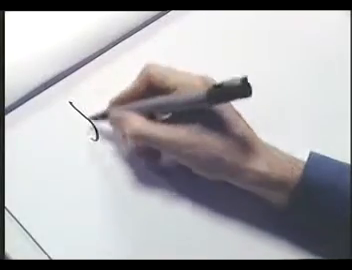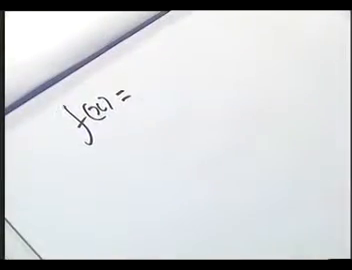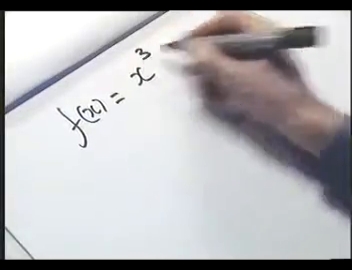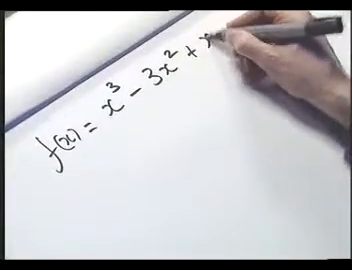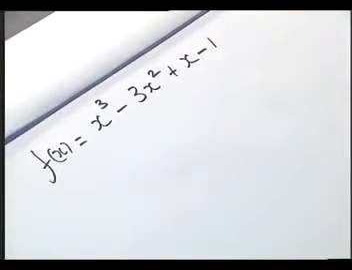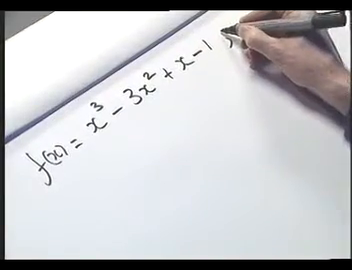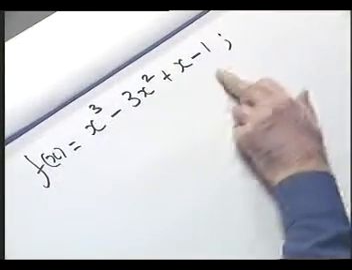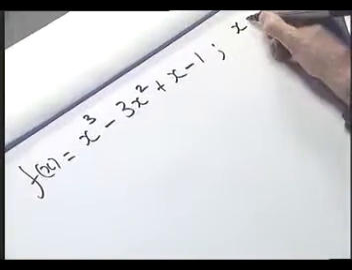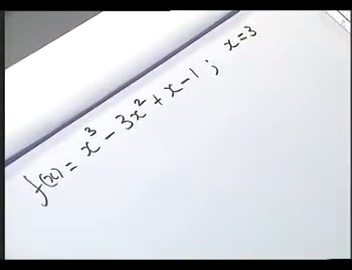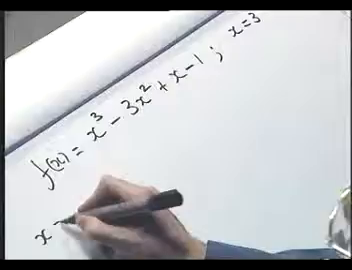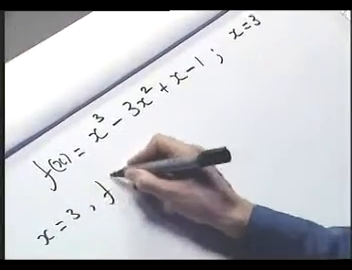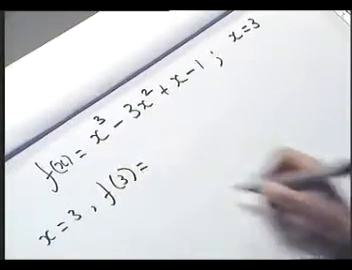In the first example, we'll take f of x is equal to x cubed minus 3x squared plus x minus 1. And what we want is the equation of the tangent to this curve at the point where x equals 3. Well, at the point where x equals 3, so the first thing we're going to find is where is this point on the curve. So we take x equals 3 and we'll find f of 3.